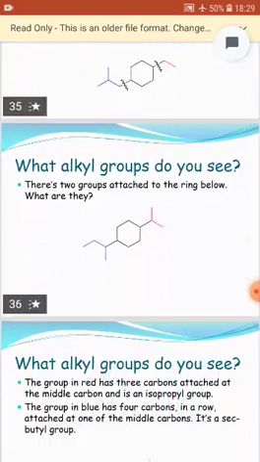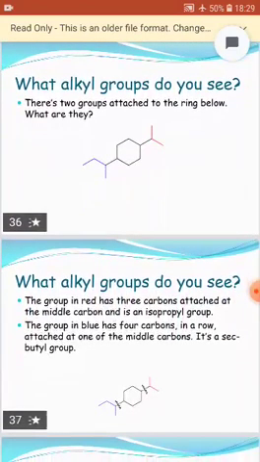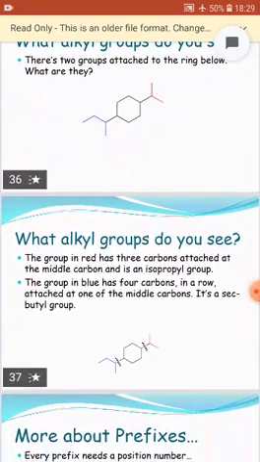There are 2 groups attached to the ring below. What are they? The group in red has 3 carbons attached at the middle carbon and is an isopropyl. The group in blue has 4 carbons in a row attached at one of the middle carbons. It is a secondary butyl group.